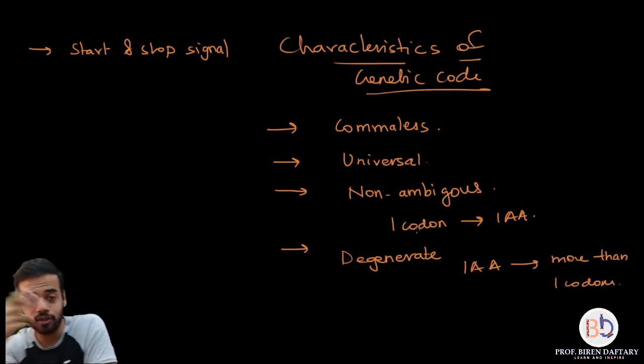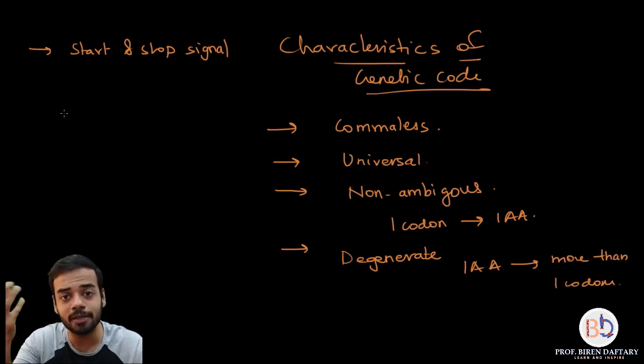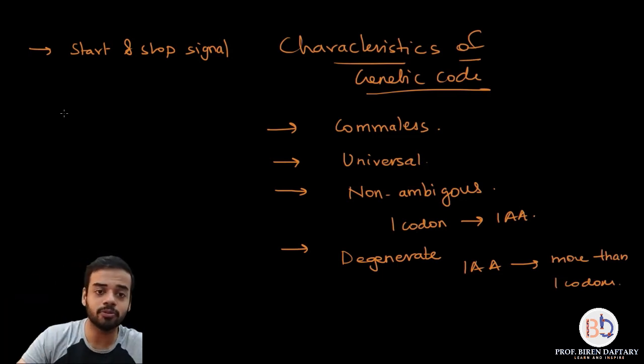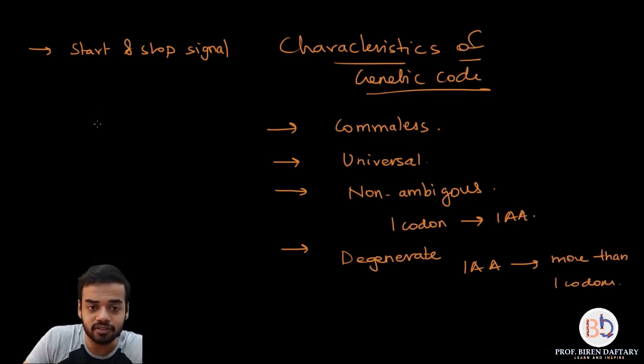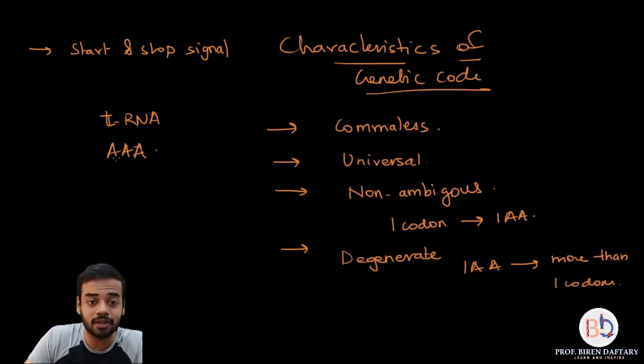For example, everybody knows the anticodon on the tRNA is complementary to the codon on the mRNA. Suppose the transfer RNA has the sequence AAA on the anticodon, then it should bind to the codon on the mRNA which is UUU, correct? However, what if it can bind to UUA also, it can bind to UUG also, and it can bind to UUC also on the mRNA.